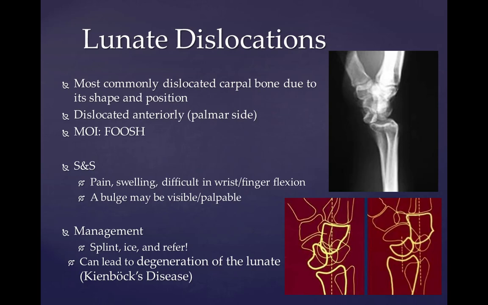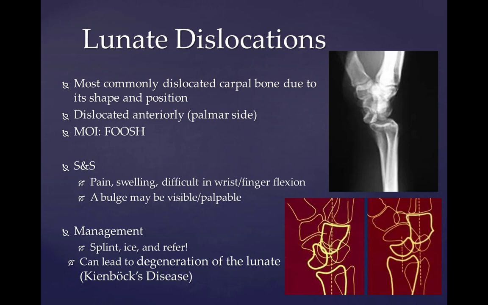Lunate dislocations typically occur due to a fall on an outstretched hand, or FOOSH, or during a motor vehicle injury where there is a forceful dorsiflexion of the wrist. Patients present with wrist pain following a fall. Volar wrist swelling is usually prominent.